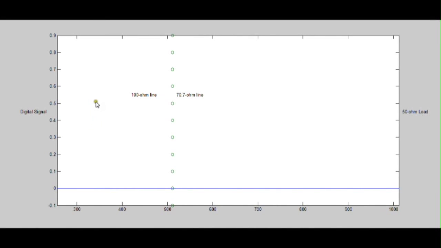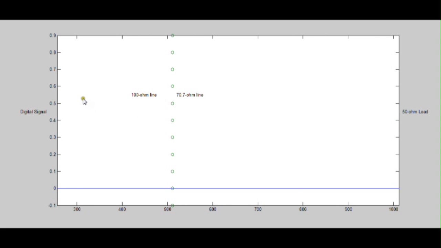In this video, we're going to send a digital pulse train down an electrically long line. We have two mismatches which will cause reflections, the 100 ohm to 70.7 ohm transition, and the 70.7 ohm to 50 ohm transition. The reflections are going to interfere with our incident wave.